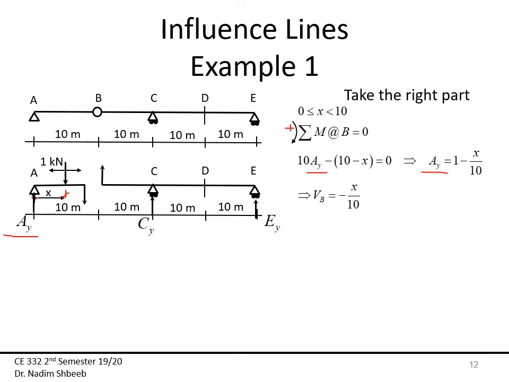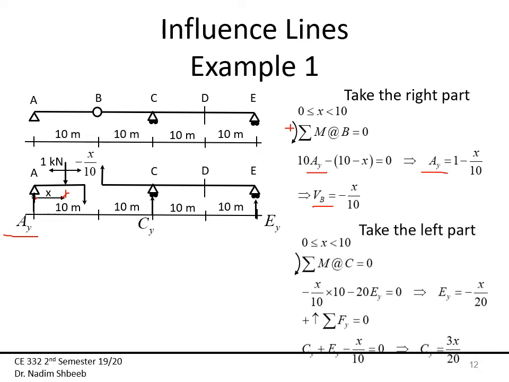You can find that again here. Again, I'm assuming a positive shear sense. So if you do summation of Fy, then AY minus 1 minus VB is equal to 0, which comes to the fact that VB is going to be equal to minus x over 10. Which means my VB actually should be upward. That's what this means, right? With that being upward, I'm going to have a negative shear value.